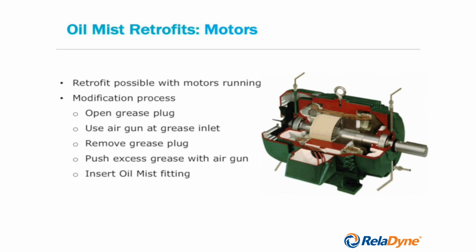The next thing to do is you ask yourself, how do I retrofit oil mist to electric motors? Well, you don't even have to shut down. The modification process means that you open up the grease plug at the bottom of the bearing housing, you use an air gun at the grease inlet, and you don't use excessive amounts of air, but with the air gun you're pushing out the grease that is normally accumulated in the bearing area. And after pushing the excess grease out, you are inserting an oil mist fitting near the top, and you connect the oil mist fitting, and even with the motor running, one has had extreme success by making these modifications.